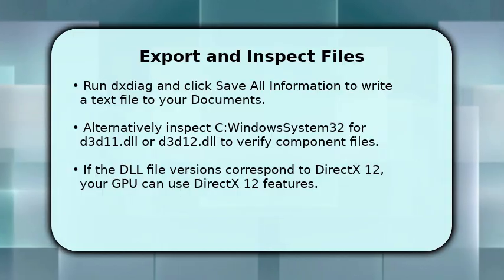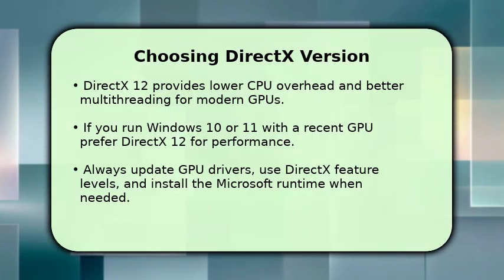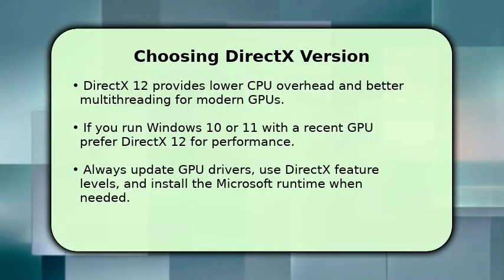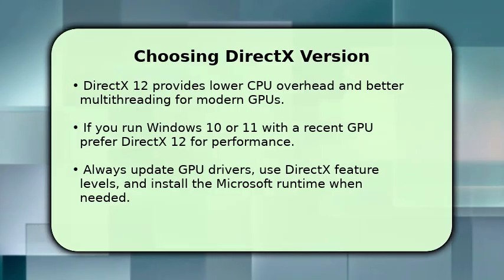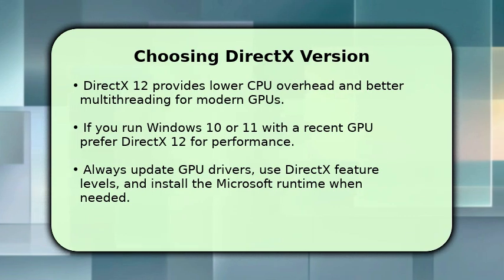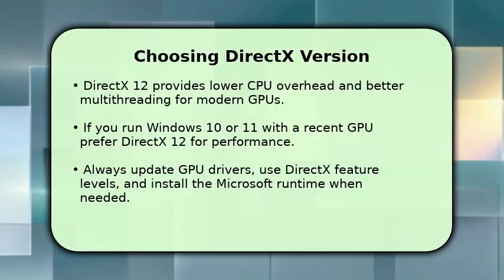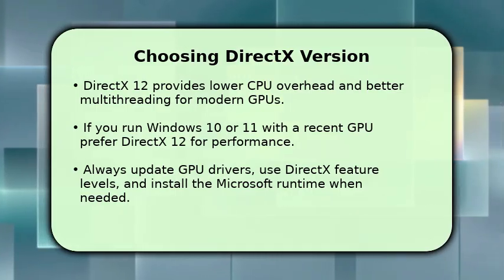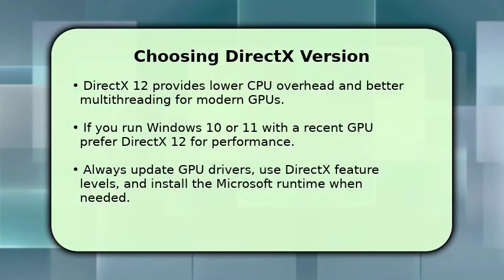Choosing between DirectX 11 and DirectX 12 depends on your hardware and software needs. DirectX 12 provides lower CPU overhead and better multithreading for modern GPUs. DirectX 11 offers broader compatibility with older games and simpler driver requirements. If you run Windows 10 or 11 with a recent GPU, prefer DirectX 12 for performance. For legacy titles or stability, choose DirectX 11 or install the appropriate runtime package. Always update GPU drivers, use DirectX feature levels, and install the Microsoft runtime when needed.